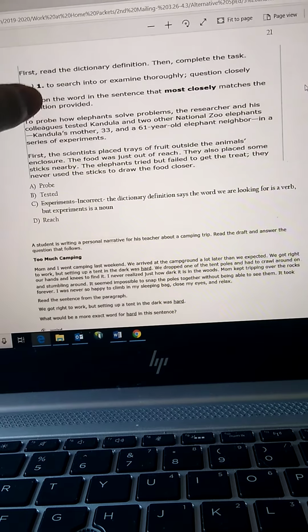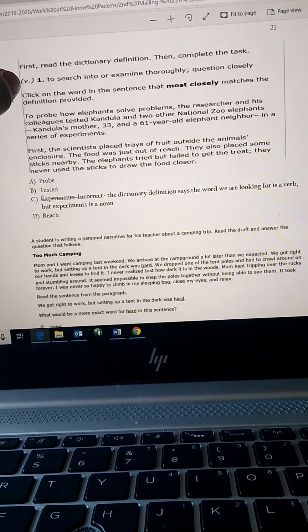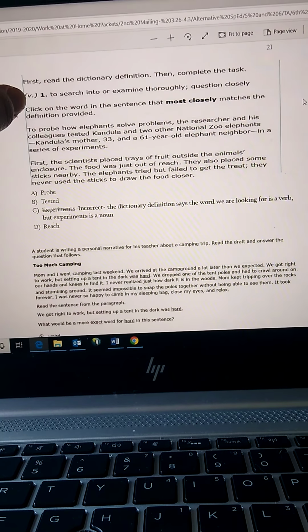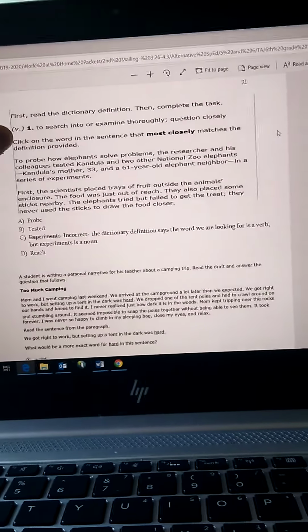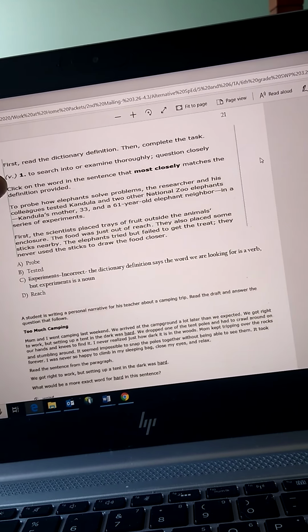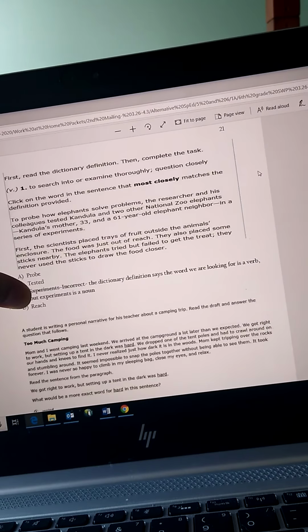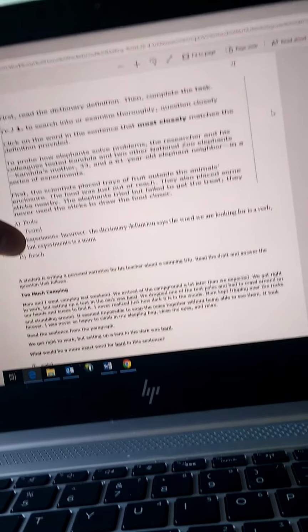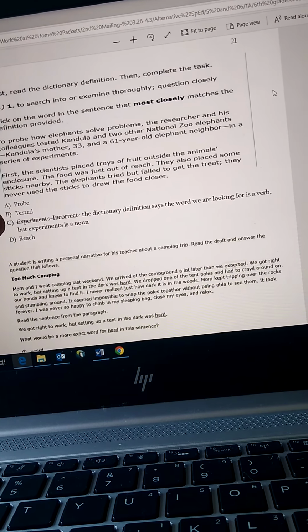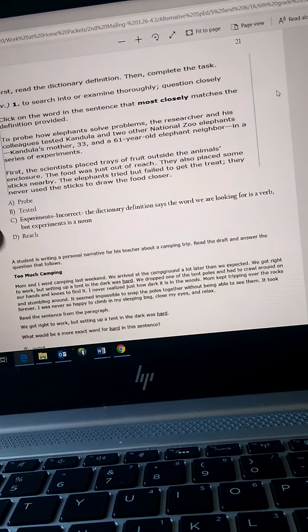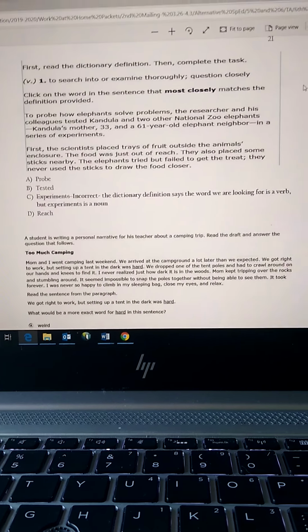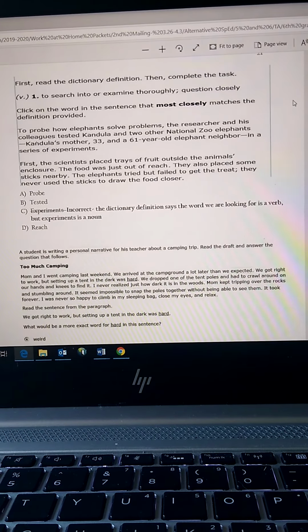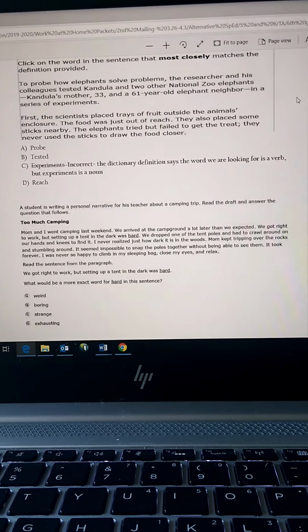The way I knew it wasn't experiments was because here, this little V, that means that the word is a verb, which is an action word. So a verb could be like running, walking, jumping. And in this sense, experiments is a noun. So it can't be experiments, so it's going to be one of these other ones. So A, B, or D. Make your choice. Okay, when you're done with that, we'll move on to the next one.